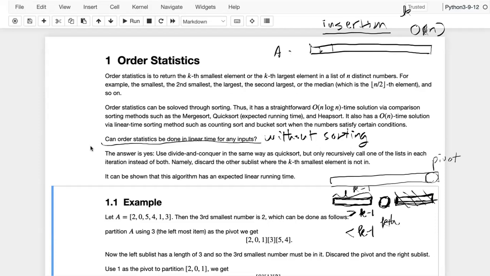We just need to note that when we go to the right-hand side, the kth smallest is no longer the kth smallest, because we have already removed all of these items. So we have to subtract the number of removed items from k. And then we can use the right sublist to proceed recursively. All right, so this is the idea.